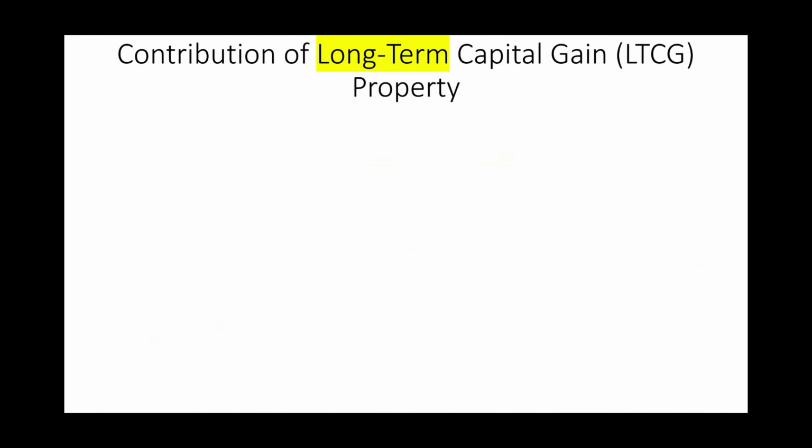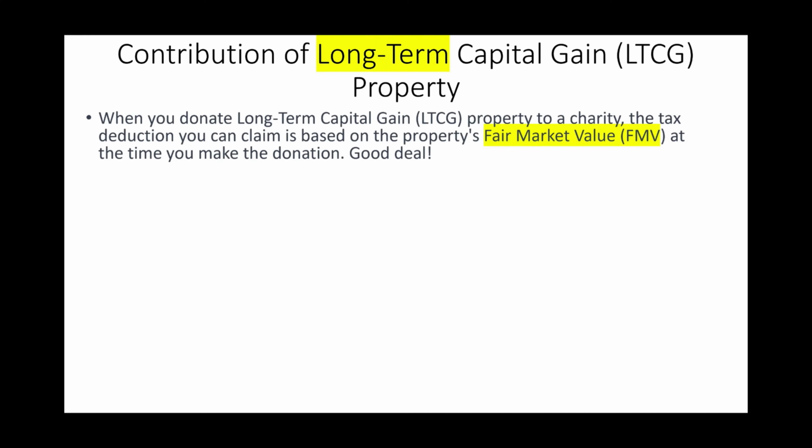How about if you contribute long-term capital gain property? So what is long-term capital gain property? Well, you held it for more than a year. When you donate long-term capital gain property to a charity, the tax deduction you can claim is based on the property fair market value. So you bought those assets and you held them for more than a year, that building, that piece of equipment, whatever you have and you held for more than a year, you can take the what? Fair market value. So if the fair market value went up, you have a decent deduction to take.